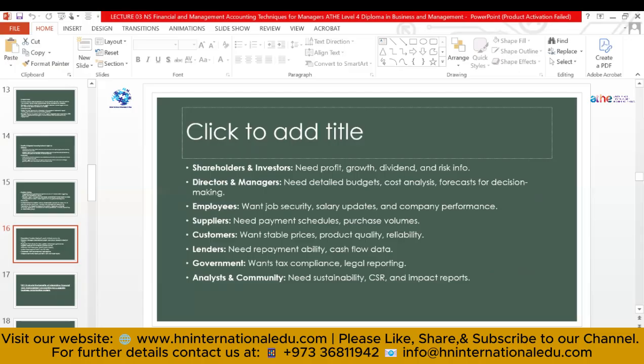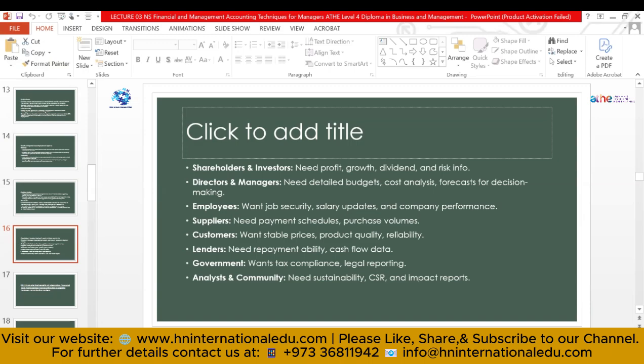We studied about shareholders and investors first. They need profit, growth, dividend and risk information. Whereas directors and managers need detailed budget, cost analysis, and forecasts for decision making. Employees want job security, salary updates, and company performance.